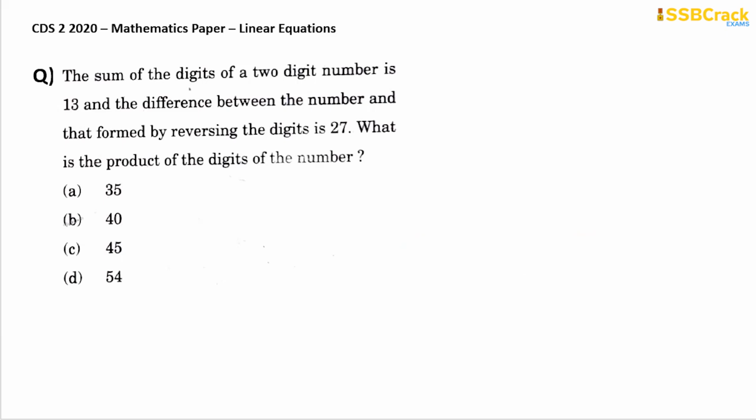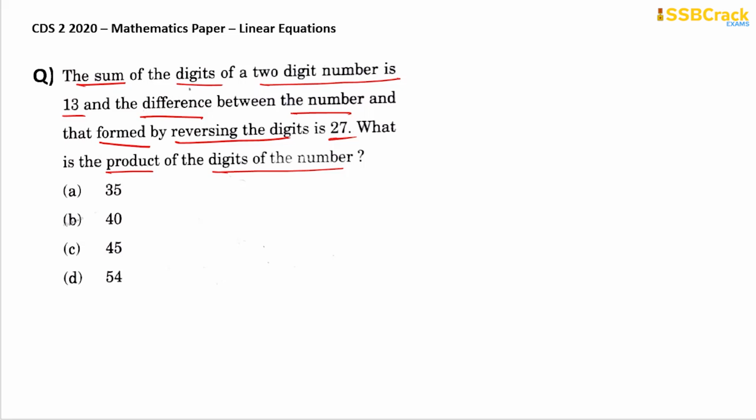Now the question number 1. Alright, so the sum of the digits of a 2-digit number is 13. What is provided? There is a 2-digit number, and the sum of the digits of that 2-digit number is 13, and the difference between the number and the number that is formed by reversing the digits is 27. We know the two criteria. One is sum of digits, second difference between the 2-digit numbers, and there are two. One is the original number and the other is the number obtained by reversing the digits in the original number, and that difference is provided to be 27. So we shall find the product of digits of that number.